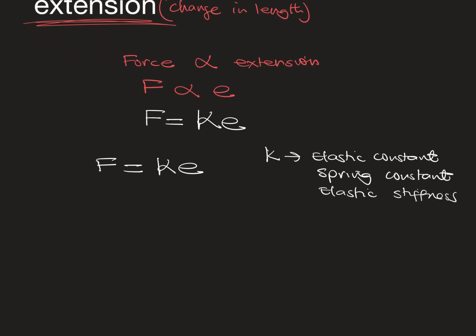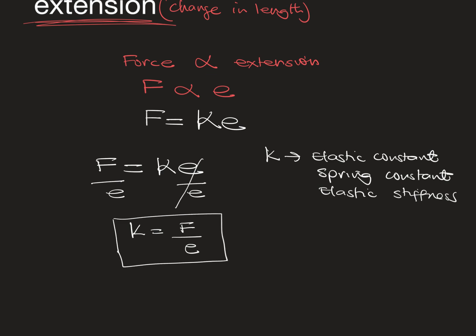To find K, we can divide both sides by E. So in that case, K is equal to F divided by E. So the spring constant or the force constant is obtained by dividing the given force by the extension.